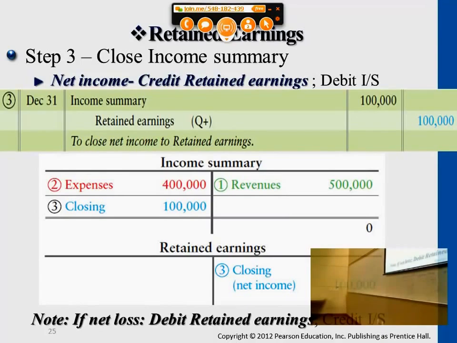Now, there's dividends. We would also close out dividends. Remember, but again, companies do not necessarily give away dividends. So if there is that account, oftentimes we would also close dividends. Again, dividends reduce retained earnings. So when we close dividends, that would debit retained earnings, credit dividends.